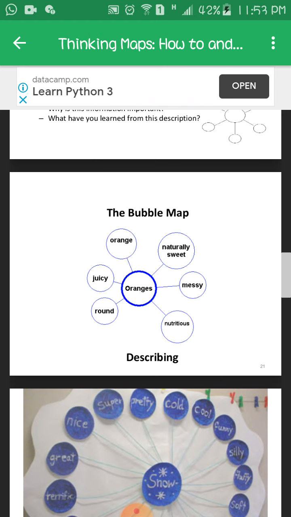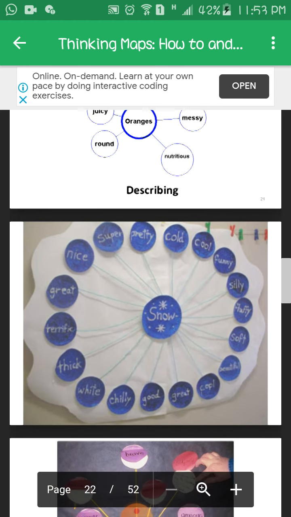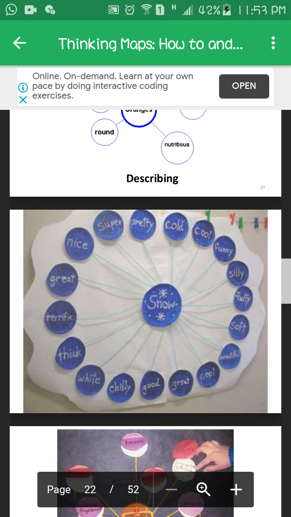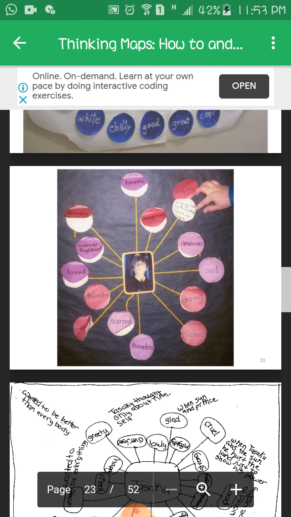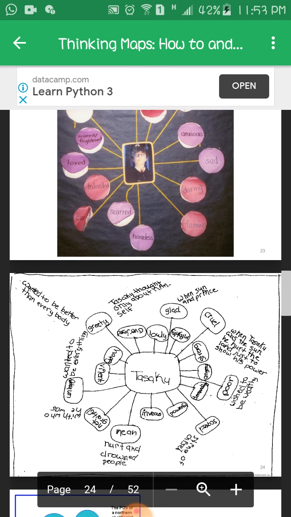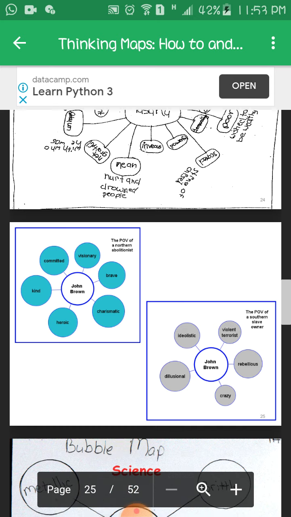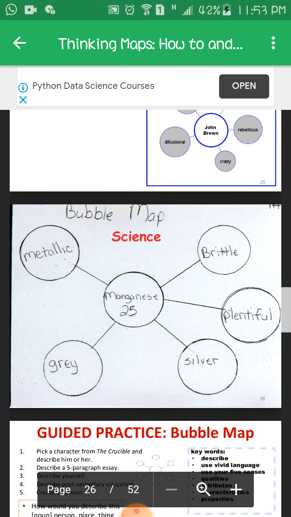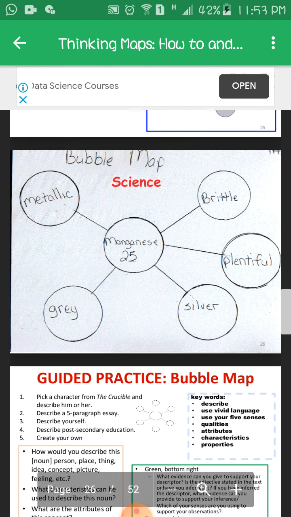Describing oranges. Round, they are juicy, orange, naturally sweet, messy and nutritious. Okay, how can you describe snow through bubble map? Snow is chilly, soft, cool, cold, pretty, nice, great, terrific, thick, white. Another example, a picture is given and the quality of a person in bubble map. Another example, look at the another example, bubble map of science.